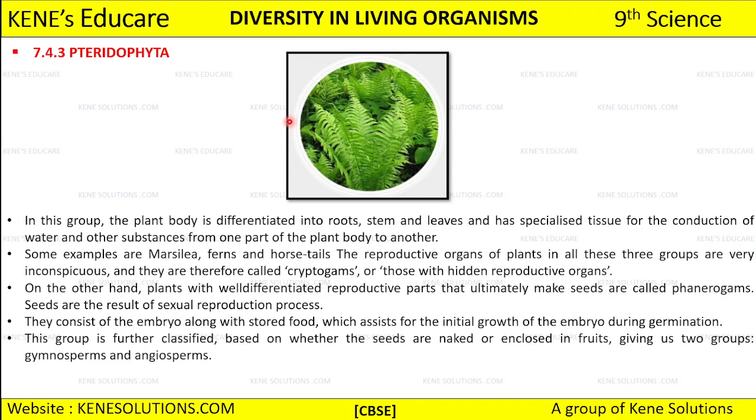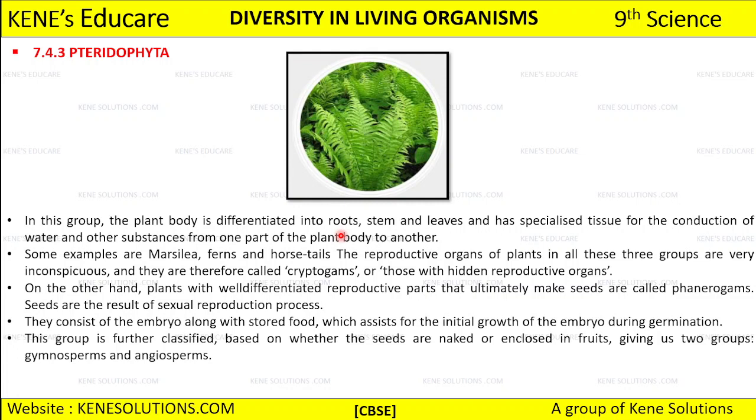Now the third division that we have is Pteridophyta. Fern is one of the best examples of Pteridophyta. In this group, that is in Pteridophyta, we are able to differentiate the plant body into root, stem, and leaves, and all the plants under Pteridophyta have specialized tissue, that is xylem and phloem, for conducting the water and other substances from one part of the plant to another.